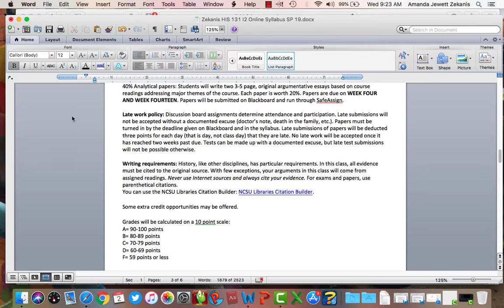And the second on week 14. The reason why the first paper is so early is because you will have done 3 discussion boards by then. So you will have gotten a decent amount of detailed feedback on your writing from me already when that paper is due on week 4. And papers are submitted through SafeAssign to check for plagiarism.